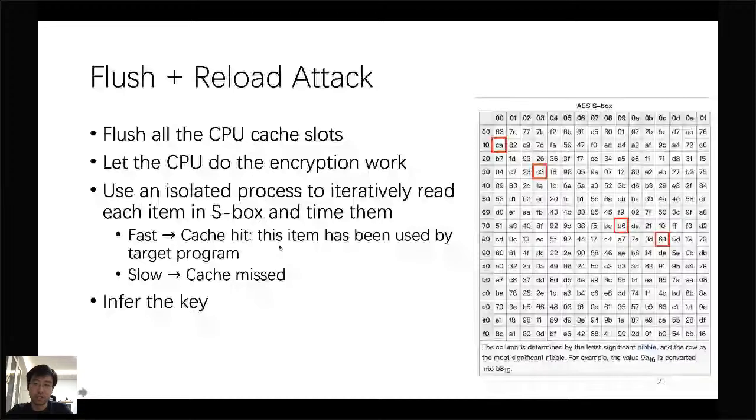So we can know, for example, the CA, during our experiment, the CA is read and we time it, we find the read of CA is really fast. So we can know, okay, the user process must have used the CA. Similarly, we can infer the other bytes in the SBox, which is used by the victims. And then such information can greatly reduce the exploration space of the attacker, and the attackers can infer your key in a short time.